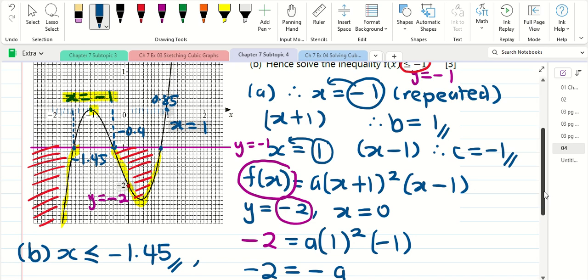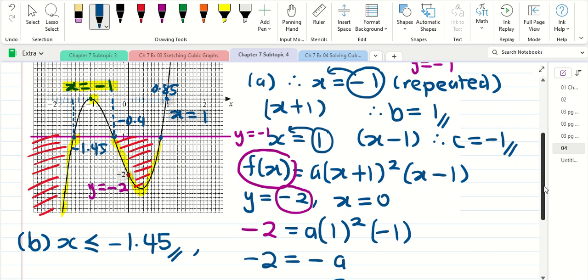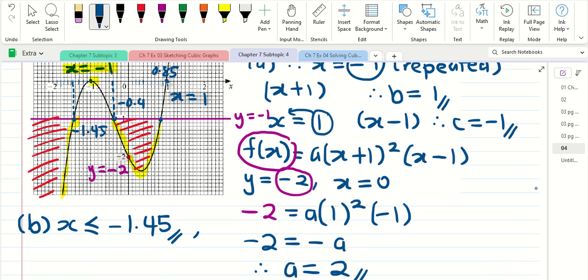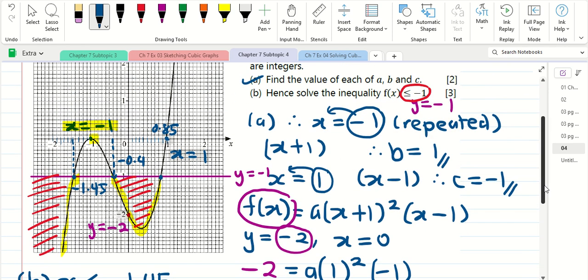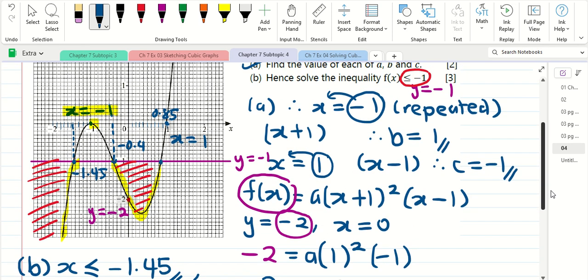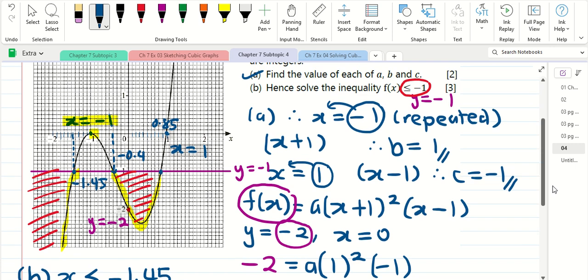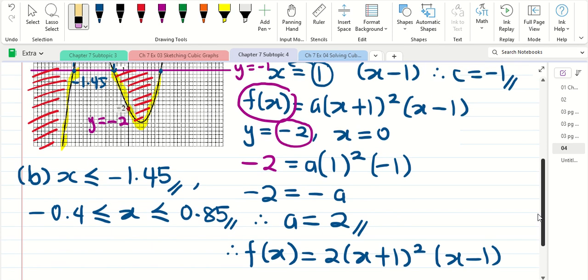So for the inequality, this is between two numbers. So the inequality is going to be negative 0.4 less than or equal to x less than or equal to 0.85. So this is the solution for part B. Hence, for the inequality, the cubic function is below or less than negative 1. So there you have it.